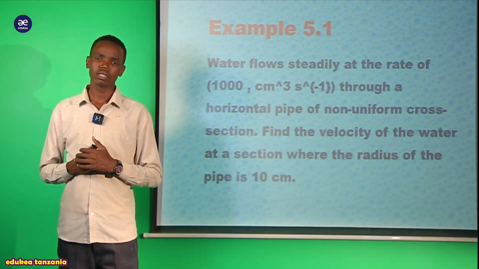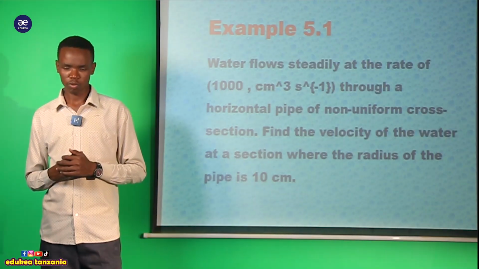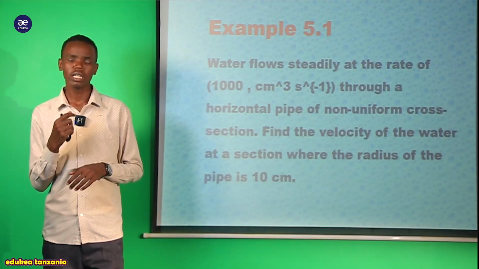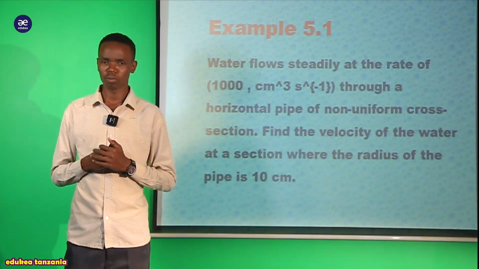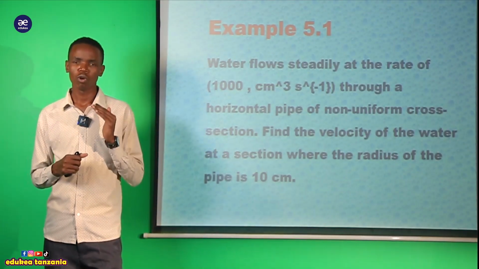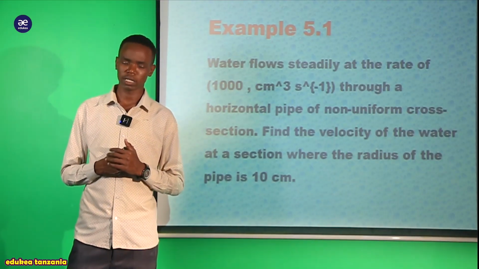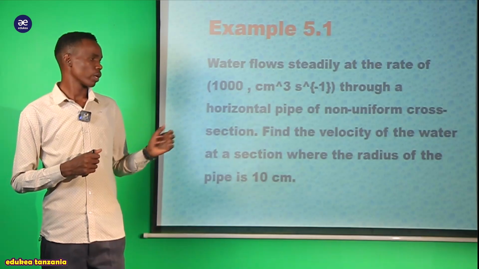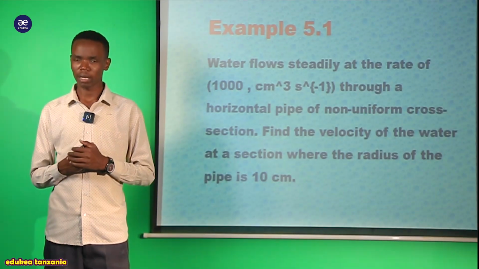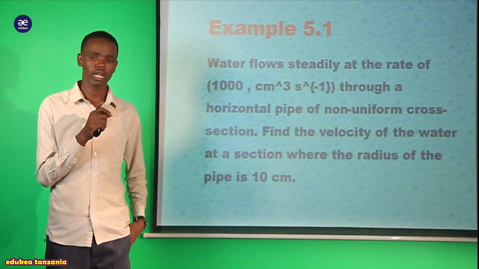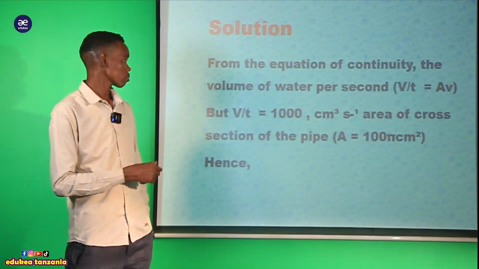Here the key point that we are supposed to do is to summarize our given values. So in our question here, we have been given the rate of flow of the volume, which is equal to 1000 centimeter cube per second. And also we have the radius of the pipe. The pipe has a radius which is equal to 10 centimeter.